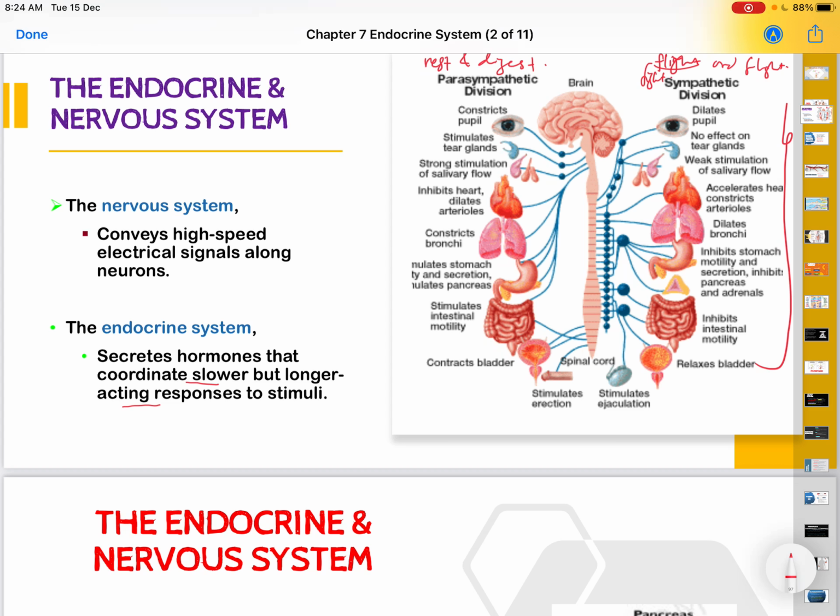For fight or flight activity, the examples are dilate pupil, no effects on tear glands, weak stimulation of salivary flow, accelerate heart, constrict arterioles, dilate the bronchi, inhibit stomach motility and secretion, inhibit pancreas and adrenals, inhibit intestinal motility, relax the bladder and stimulate ejaculation. So those are the examples of both divisions.